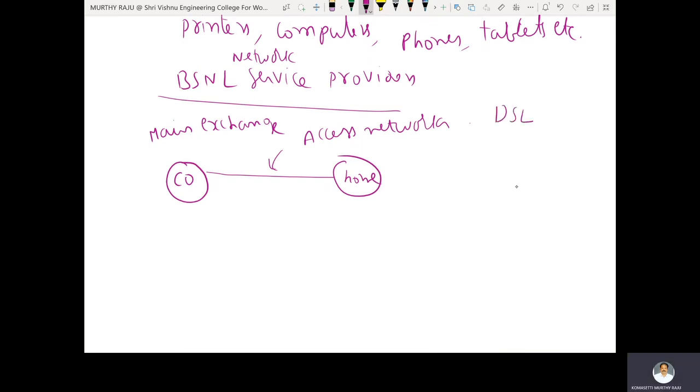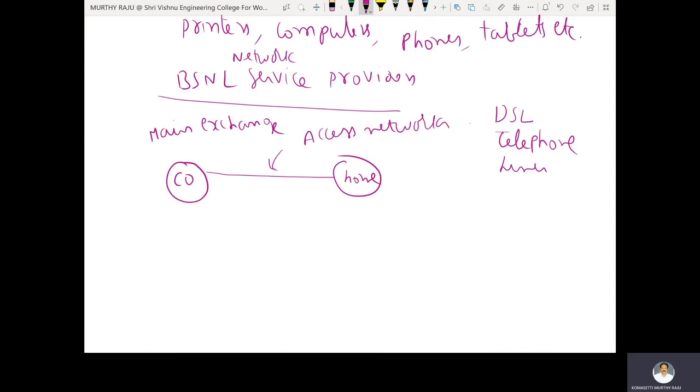DSL, digital subscriber line. Digital subscriber line brings a connection into your home from the central office or main exchange through telephone lines. DSL can carry both voice signals and data signals. And the data part of the line is continuously connected.